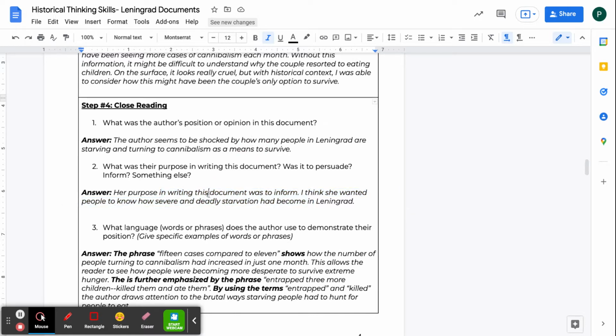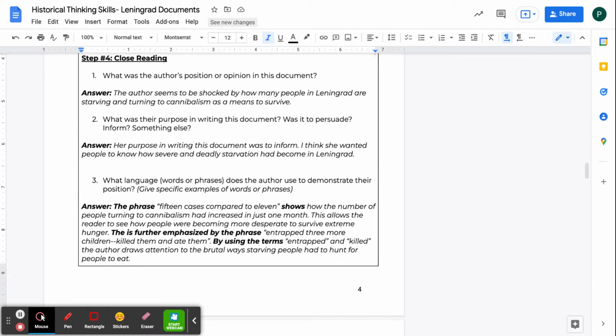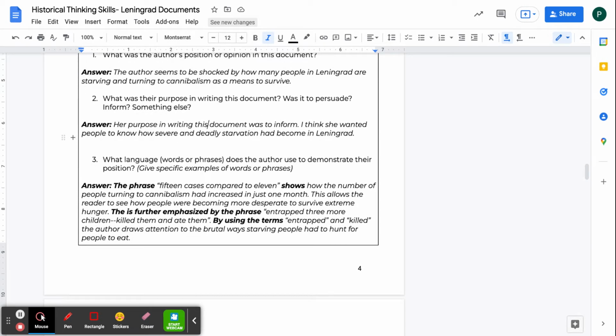The second one is why do they write this? And then, lastly, what language does the author use to demonstrate their position? So, Ms. Glickman does an awesome job here by using different quotes to showcase the author's language and the use of language. So, for example, the phrase 15 cases compared to 11 shows how the number of people turning to cannibalism has increased in just 1 month. And then you're thinking, oh, yeah, that kind of connects to this idea of the purpose, which was they want to inform people how bad it was.